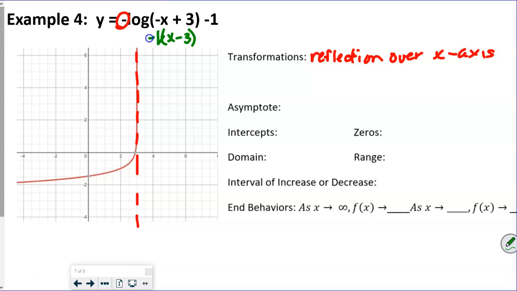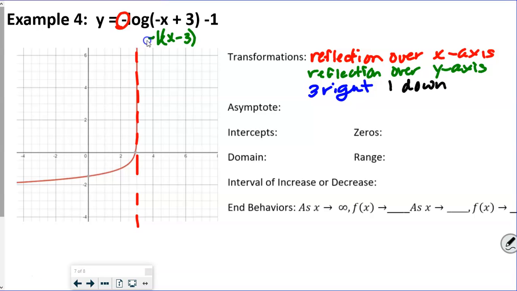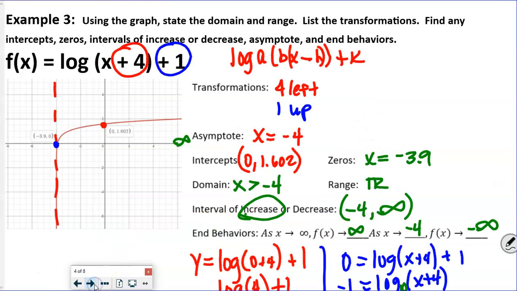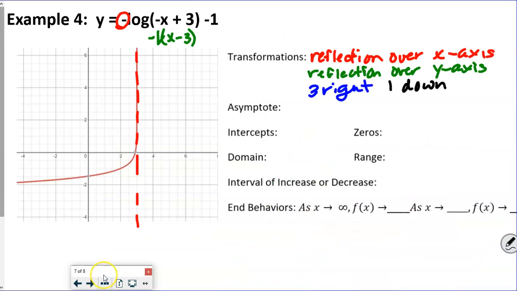Okay, so that negative is going to tell us it's a reflection over the y-axis. Then that -3 tells us we're moving 3 right. Remember, it's always opposite of what we think, right? And the -1 is going to tell us it's 1 down, okay? So those are our transformations. And if we go back and look at our original graph, I'll go back here to our parent graph, this one right here, notice that's exactly what happened. It flipped and flipped, okay? So as we look at this graph, it's going to become relevant.